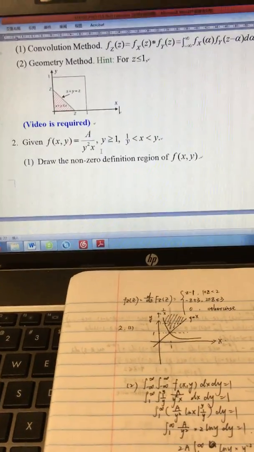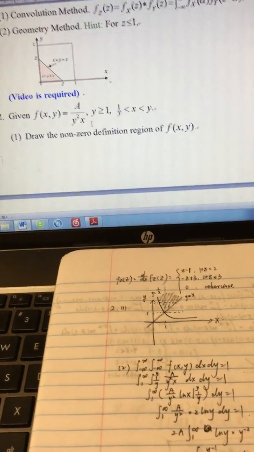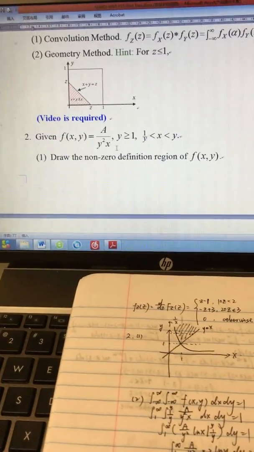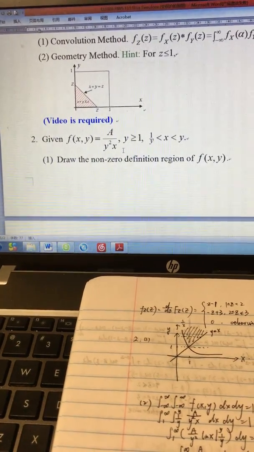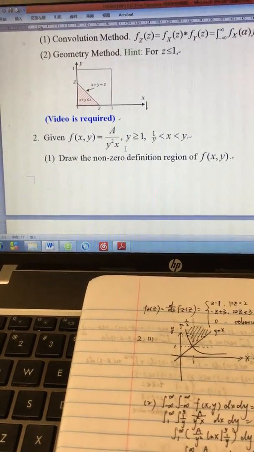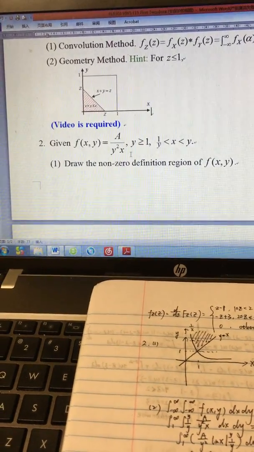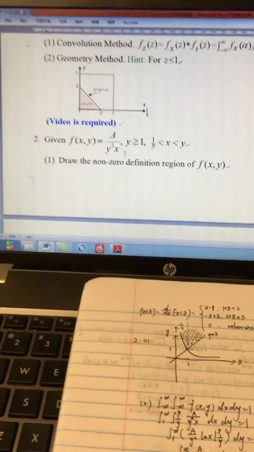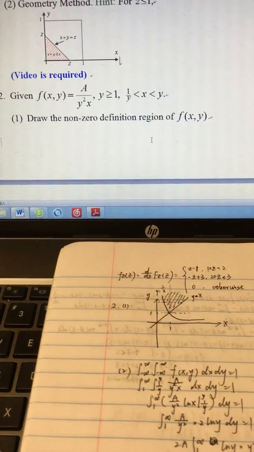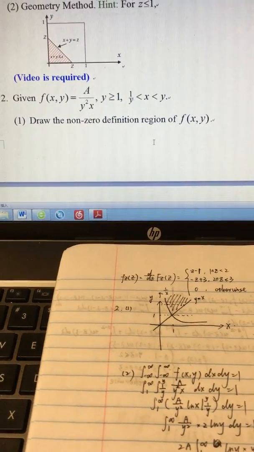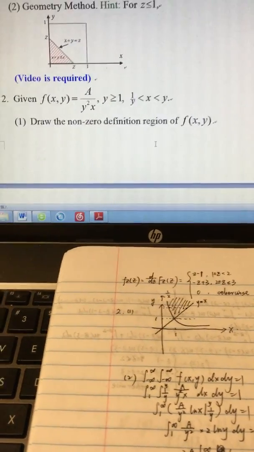Given the joint density function of X and Y is equal to a over x times y squared, when y is greater than or equal to 1 and x is greater than 1 over y and less than y. First, draw the non-zero definition region of the joint density function of X and Y.